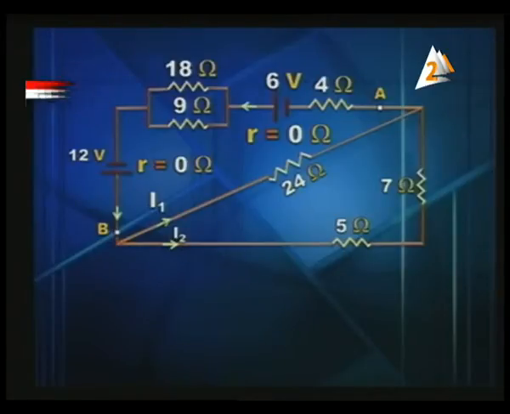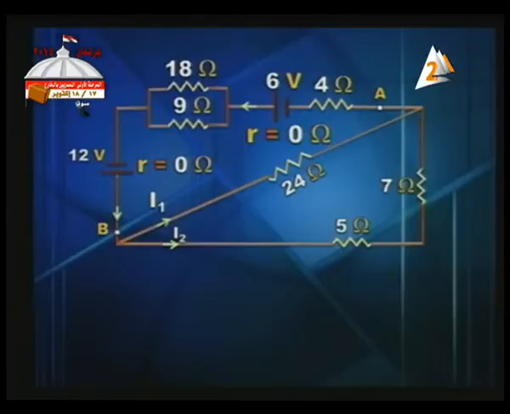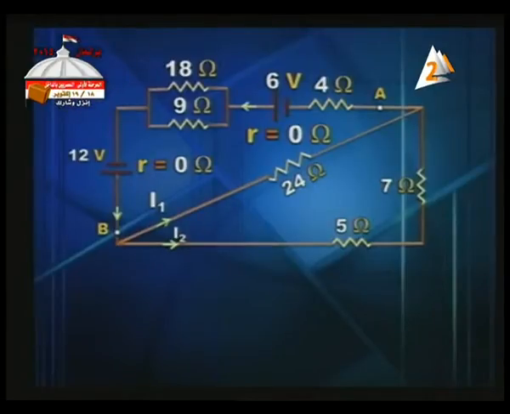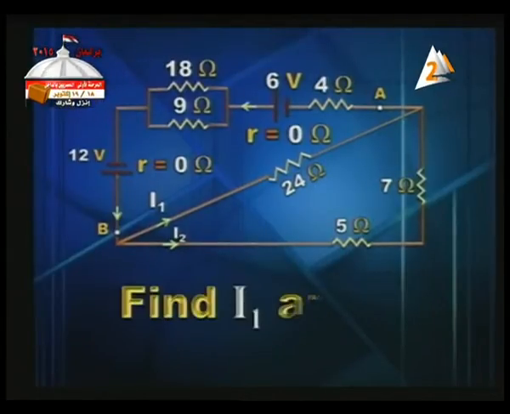Now your attention, you focus on 2 points here, point A and point B. What about point A and B? When we calculate the potential between these 2 points, we calculate the potential across the parallel group, which consists of 24 and 12. Now find I1 and I2.